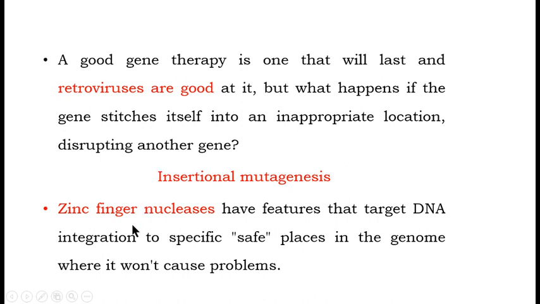Now currently zinc finger nucleases have been designed, which have the property that they can insert the gene into safe places in the genome where it won't cause problems. But the zinc finger nucleases are still in experimental trials.